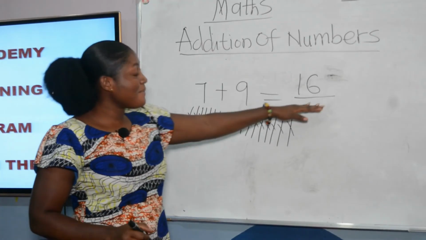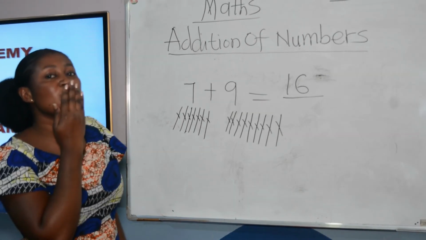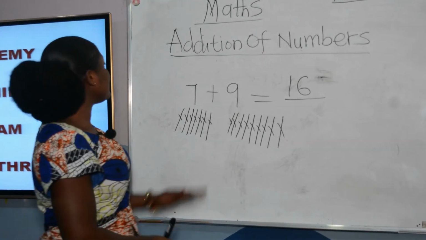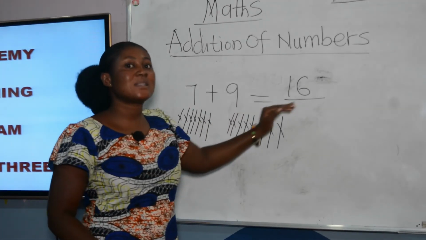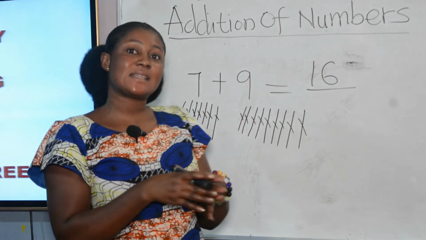You do get the same answer as my own. If you did, then clap for yourself and blow me a kiss. Mwah! You did very well. So 7 plus 9 will give us 16. So guys, this is where we bring our lesson to an end.